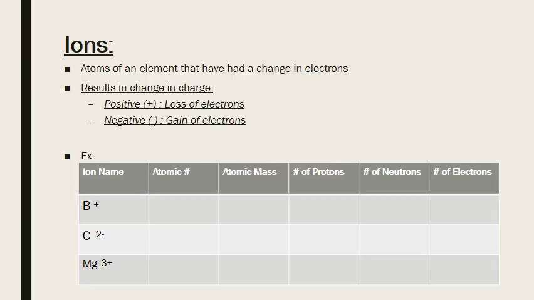So, ions are atoms of an element that have a change in electrons. Think back: a positive charge means we lost an electron, and a negative means we gained an electron. So if it's a negative charge, we're going to be adding electrons. Meanwhile, if it's a positive charge, we're going to be subtracting or losing electrons.